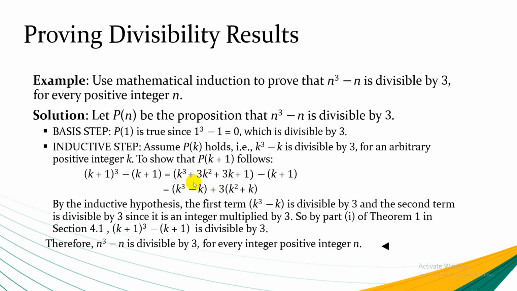We know that k cubed minus k is divisible by 3 because we assumed that this is true. And now we know that this term also is divisible by 3 because 3 times any number is divisible by 3. Simply divide this by 3, you will get k squared plus k. So this is divisible by 3, and this is divisible by 3. So the whole expression here is divisible by 3. Then we proved this for the case k plus 1, if it is true, then we can say that n cubed minus n is divisible by 3 for every positive integer.